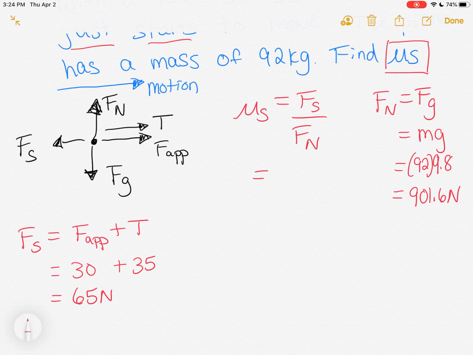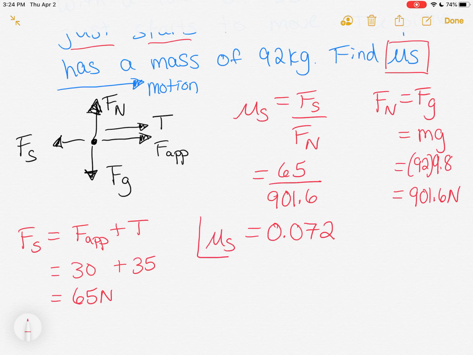So then I'm just going to plug that into my mu s formula. So mu s is going to be my Fs, which I calculated to be 65. And then my Fn, which is calculated at 901.6. So we're going to end up with 0.072 for our mu s. Again, there we've got two significant figures because that's what was given to us in the question. Our mu s is less than 1 and it's a positive value.